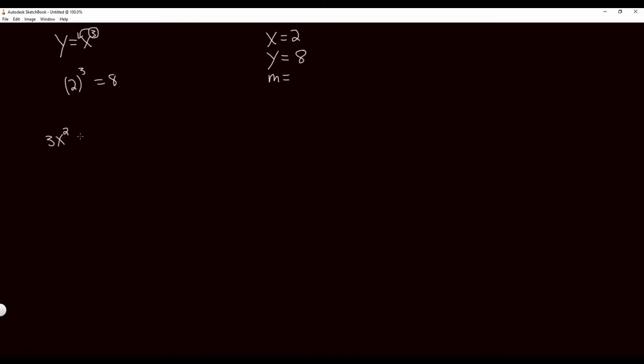Okay, that's our derivative. Now all we need to do to find the slope is plug in x into our derivative. So if we plug in 2 for 3x squared, we will get 3 times 2 squared. So 2 squared is 4, and then 4 times 3 is equal to 12. So 12 is equal to m.